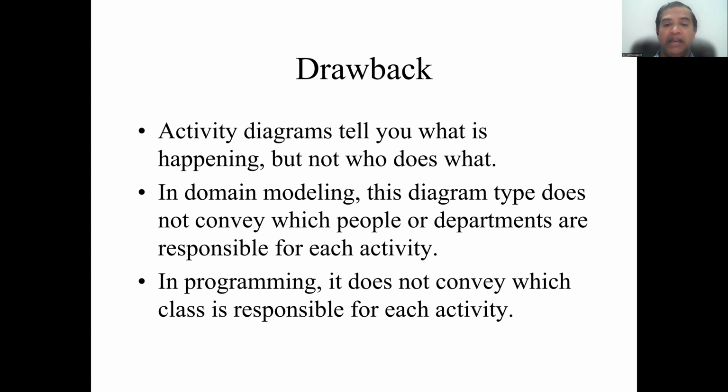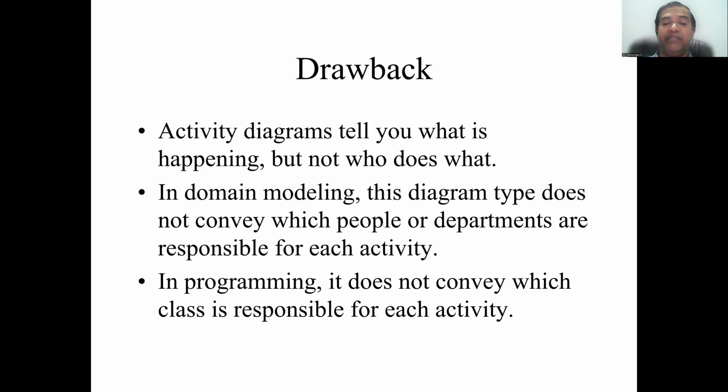In domain modeling, this diagram type does not convey which people or departments are responsible for each activity. Domain modeling means we may have systems emerging from different disciplines, and the disciplines are domain specific. So in this domain modeling, the diagram type does not convey which people or department are responsible for each activity. Obviously, it is the same drawback as the first one, only we are thinking in terms of the domain level.